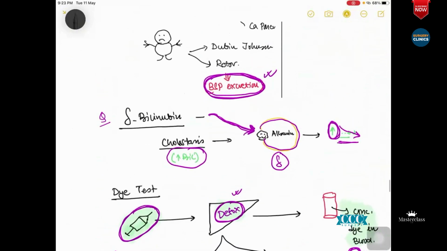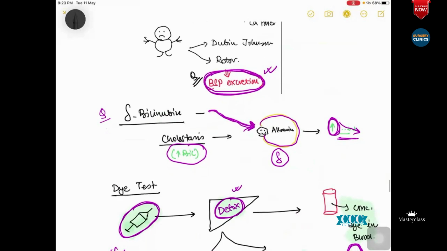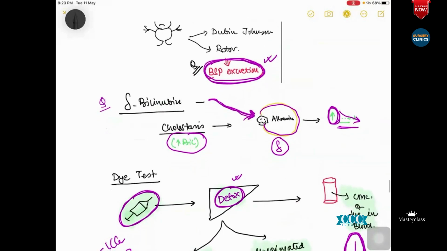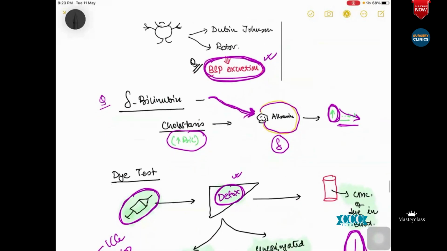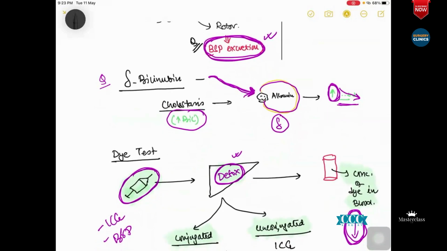There's one test that is often asked as a question: how will you differentiate between Dubin-Johnson and Rotor syndrome? You can do the bromsulphalein excretion test. Another question that is often asked is: what is delta bilirubin? You have a patient with cholestasis, which means the bilirubin is raised. This bilirubin will bind to albumin. This bilirubin binding to albumin is called delta bilirubin. And gradually this elevated bilirubin will start to decrease.